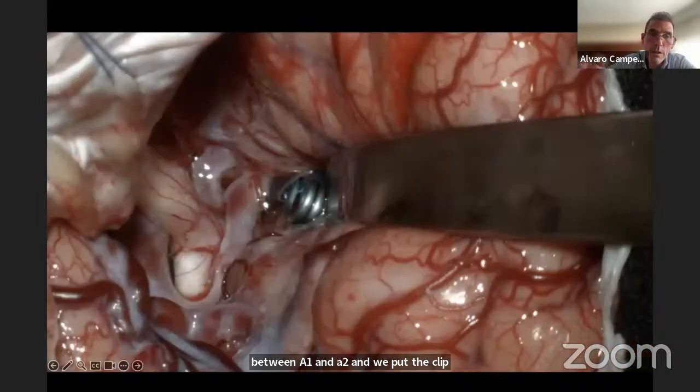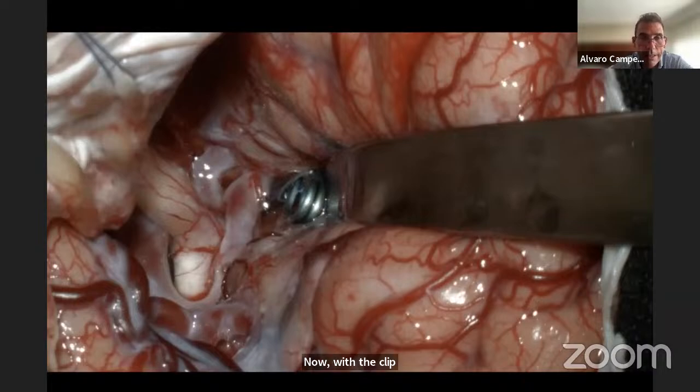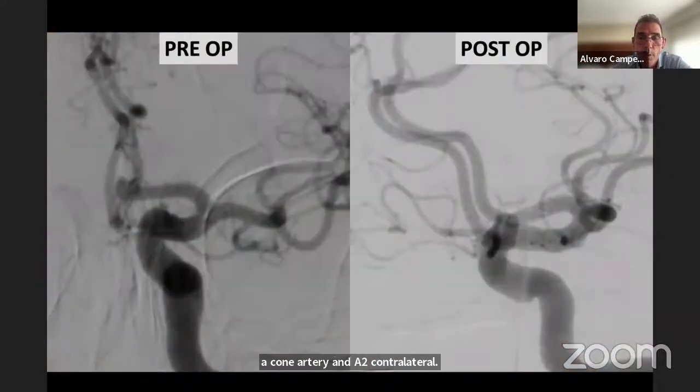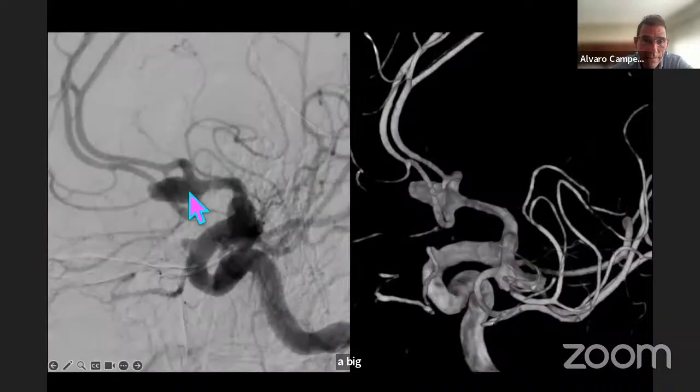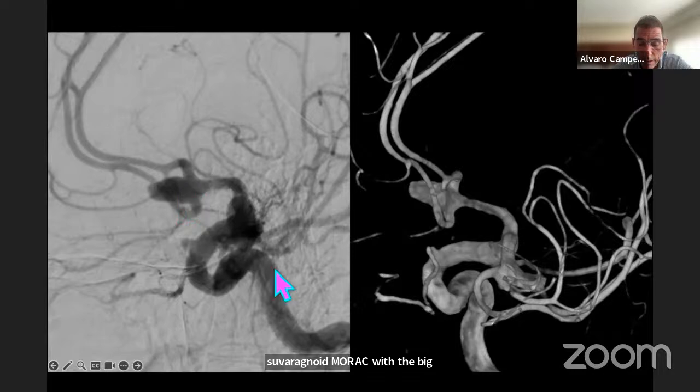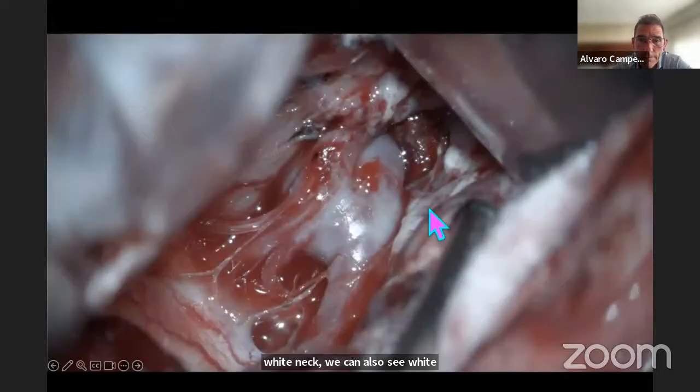Now with the clip using the junctional triangle. So here this is A1 and A2, the beginning of A2, ACom artery, and A2 contralateral. And we can see the pre and post-op angiography. Another example, a big subarachnoid hemorrhage with a big aneurysm with a white neck. We can also see the 3D projection, and we can see here many branches.